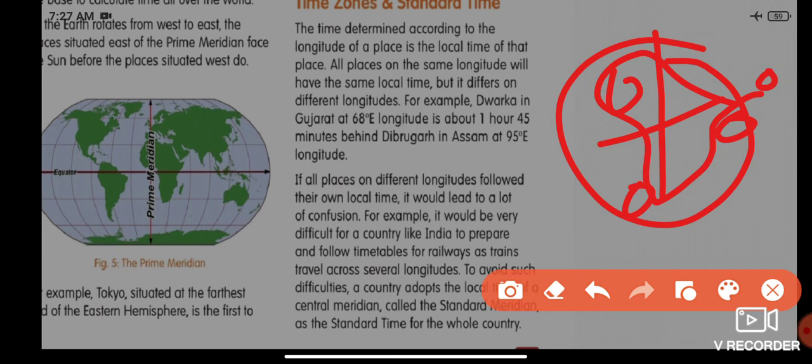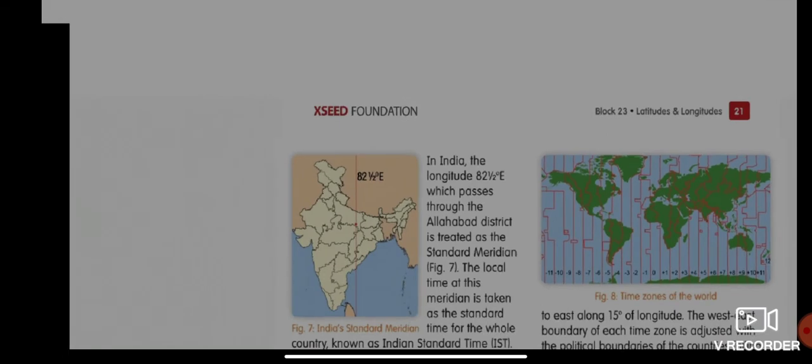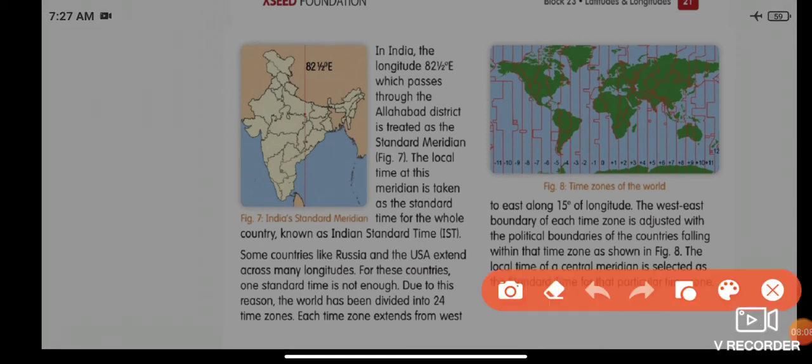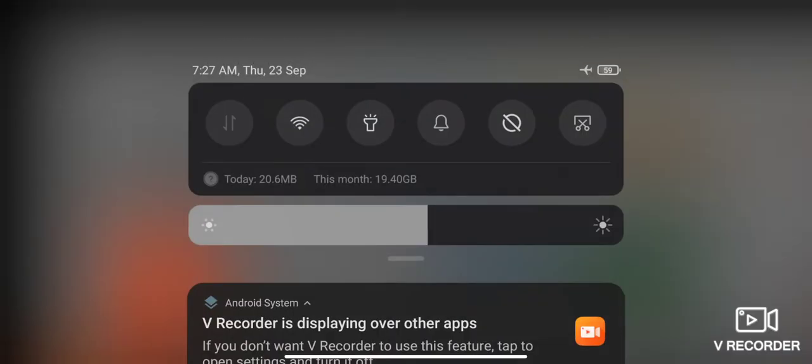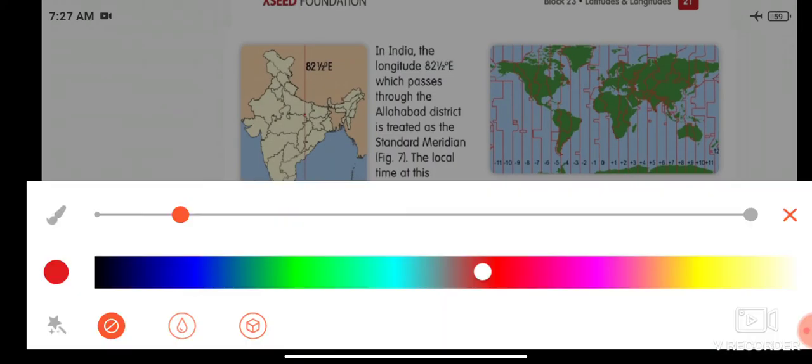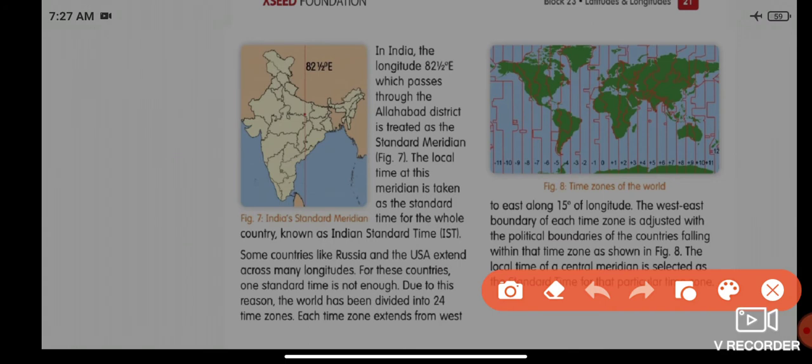So in order to maintain a standard time, we have come up with the standard meridian. I hope you get it. You can also go through the Indian standard meridian and time zones of the world. This one I am not going to read for you because of time constraints, so I want all of you to go through your textbook. Is that clear?